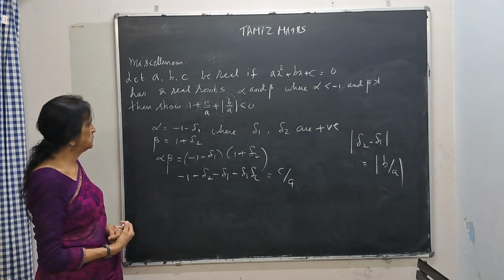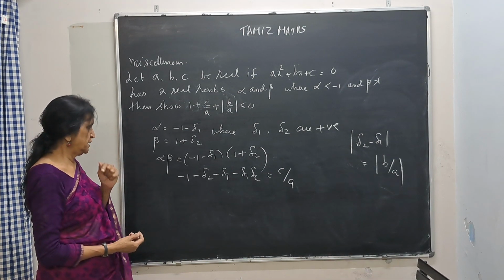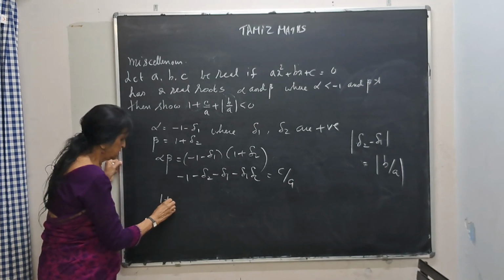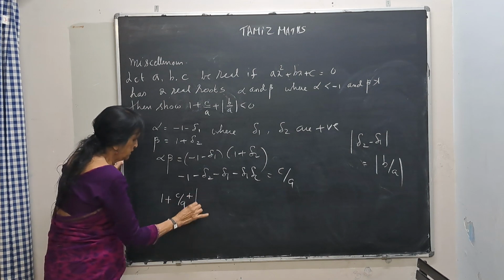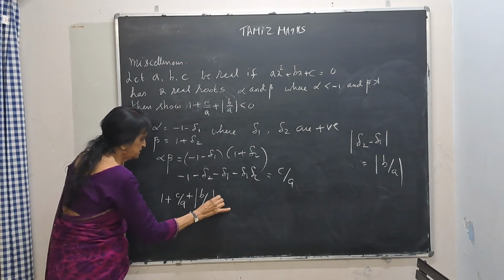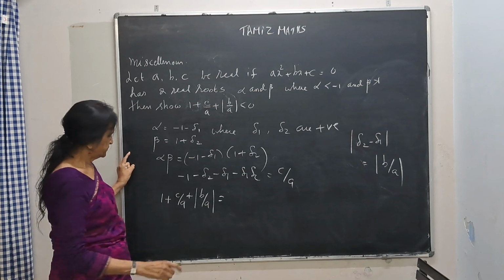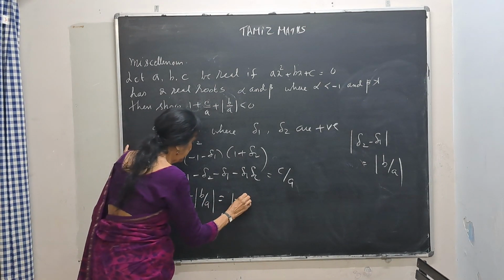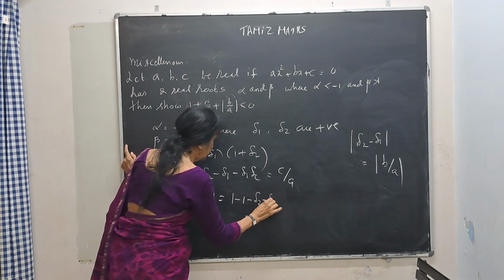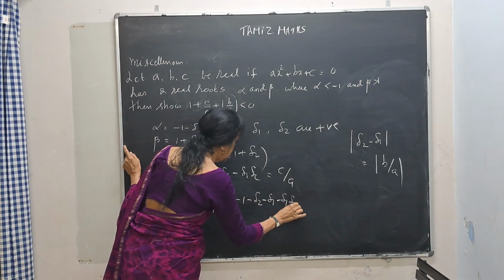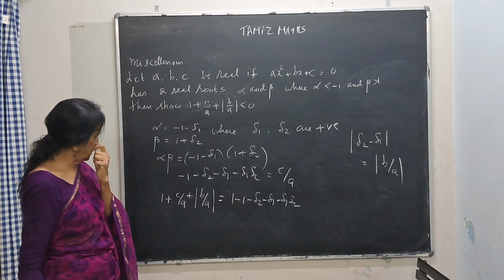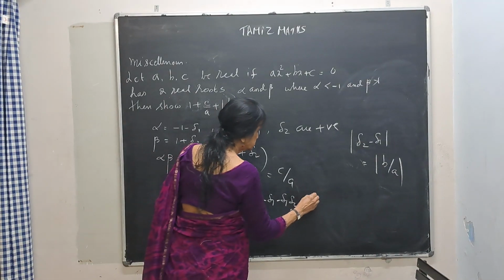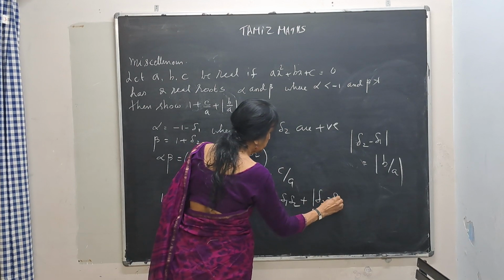Now what do we want? 1 plus c by a plus modulus of b by a. This is equal to 1. What is c by a? Minus 1 minus del 2 minus del 1 minus del 1 del 2. And what is modulus of b by a? Plus modulus of del 2 minus del 1.